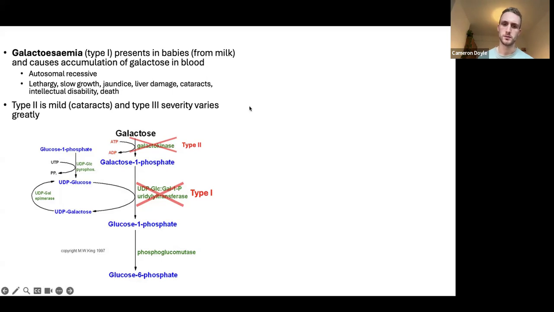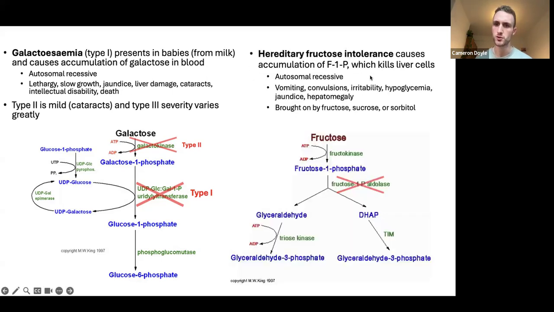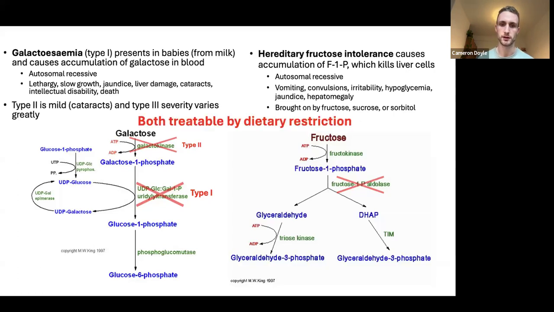And then hereditary fructose intolerance. Here the first process is fine, fructose to fructose 1-phosphate, and then you have a mutation in this enzyme, fructose 1-phosphate aldolase, which causes an accumulation of fructose 1-phosphate, and this will kill your liver cells. So that's more about that. Okay, let's keep going. Both of these are treatable by dietary restriction. You're missing an enzyme that helps utilize galactose and fructose, so the way of treating it is just to avoid those sugars.